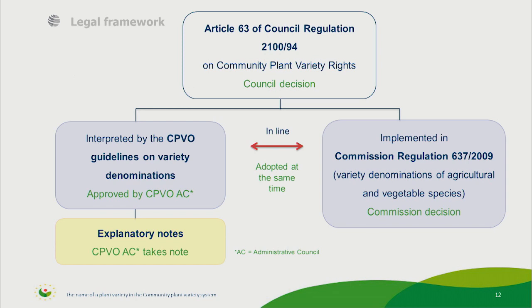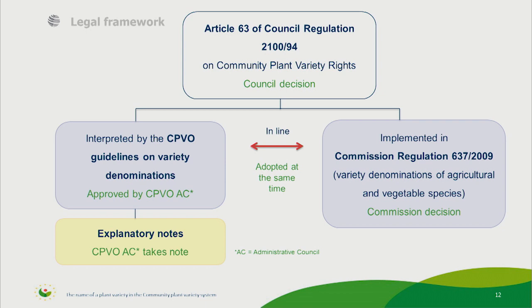So, according to the provision of Article 63 of the Council Regulation 2100/94, a variety can be granted a community plant variety right if it is designated by a denomination. This article is interpreted by the CPVO guidelines, which are adopted by the Administrative Council of the Office, and that establish the criteria for determining the impediment to the generic designation of a variety denomination. In addition, the CPVO has developed explanatory notes, and the aim of both guidelines and explanatory notes is to clarify and to ease the application of the provisions.